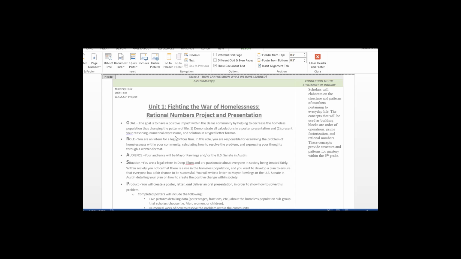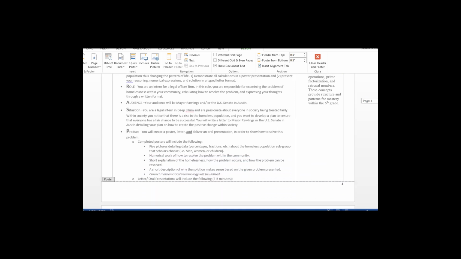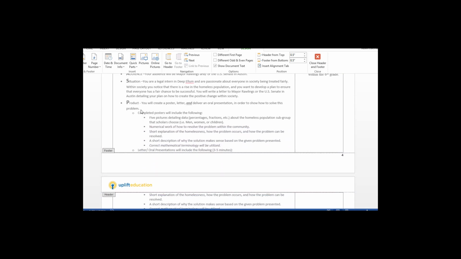The product of this project is a real letter for scholars to have the option of sending to their local officials, the mayor of the school's location, or to use to send to the U.S. Senate in Austin, Texas. Scholars will also create a poster and present orally the data that they find on the project in your classes. Within this unit, you will see the product.